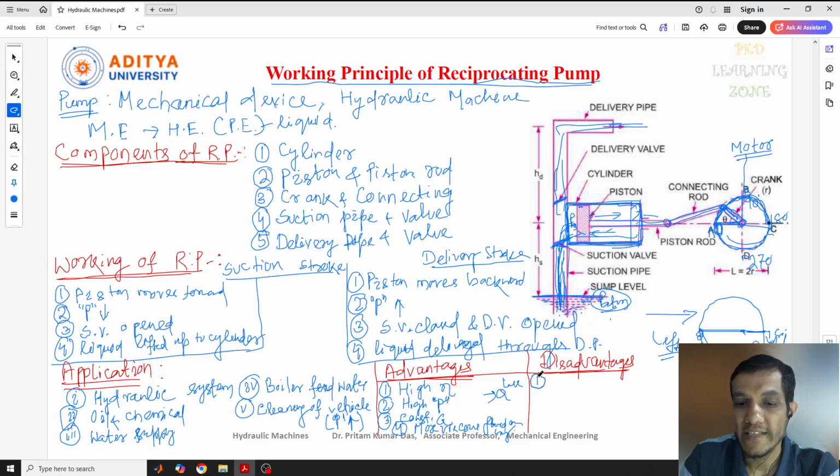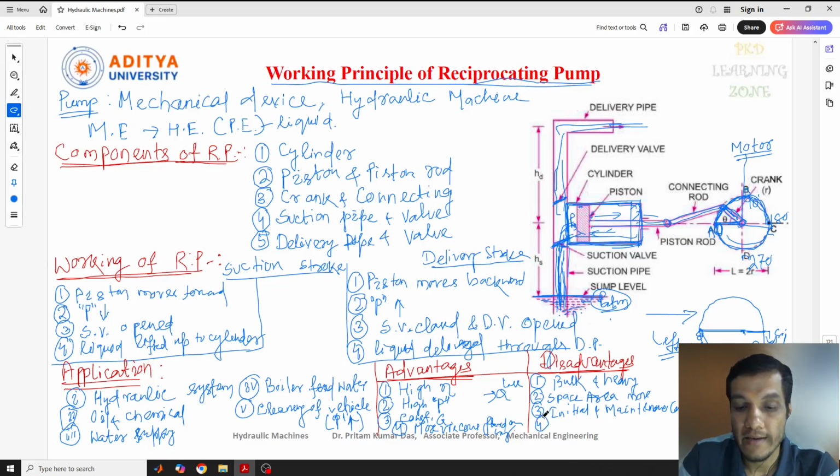Now we'll discuss some disadvantages. Here we need to consider a few points. This pump is a little bit bulky and heavy compared to the centrifugal pump. Also, more space area is required for installation. And for installation and maintenance, there are two things: the initial cost and the maintenance cost. Both are more.